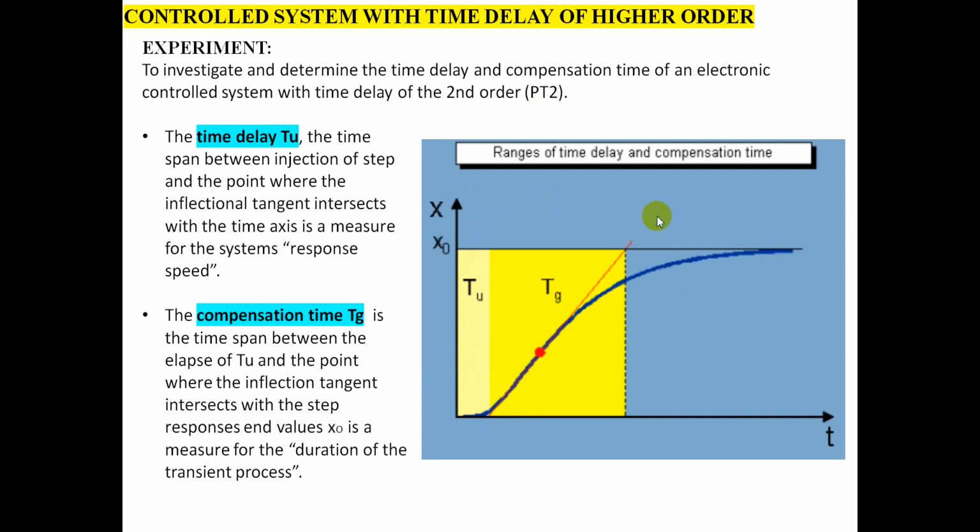What you will do is draw a tangent which is going to touch this transient area here. Now how do we say which one is Tu and Tg? Tu is the time span between the injection of a step signal and the point where the tangent intersects with the time axis. So when we draw a tangent here, it touches the time axis, and the time from where we give our step signal to that point is your Tu here.